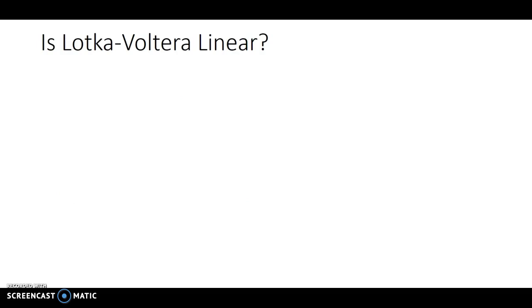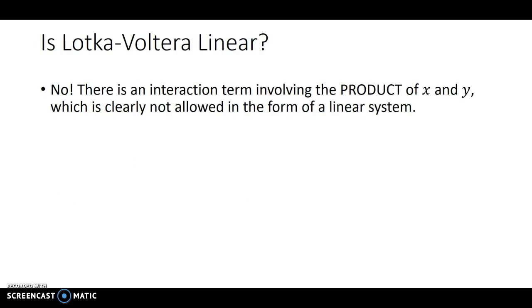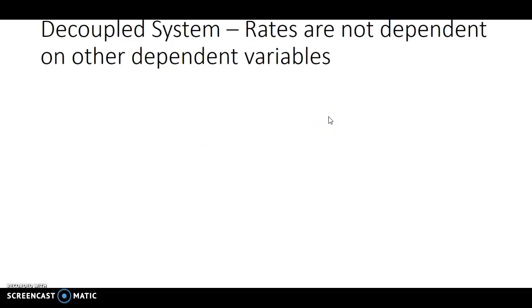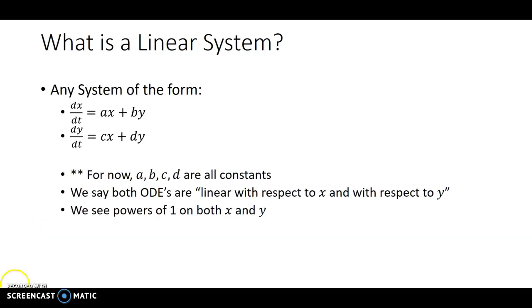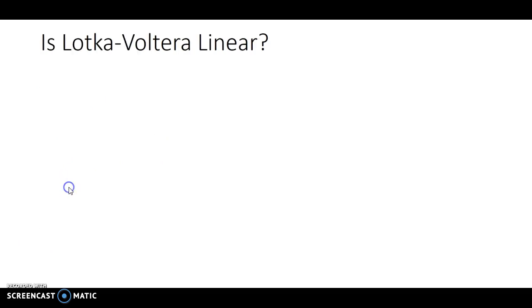Now, when we consider something like the predator-prey model, that model is not linear because there was that interaction term. It was the product of x's and y's that made it nonlinear. So the fact that we have x times y in there is not linear. That is not allowed in the form of the linear system. So you've got to be able to template match it to this form that we have here.